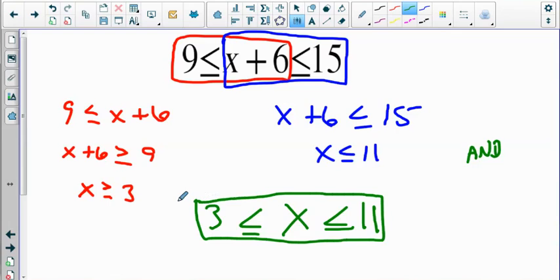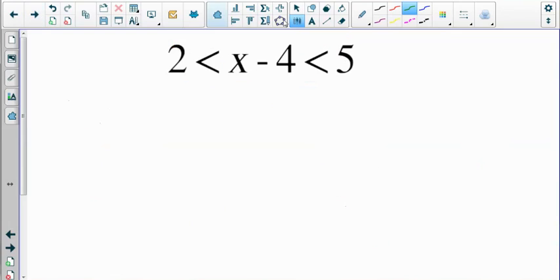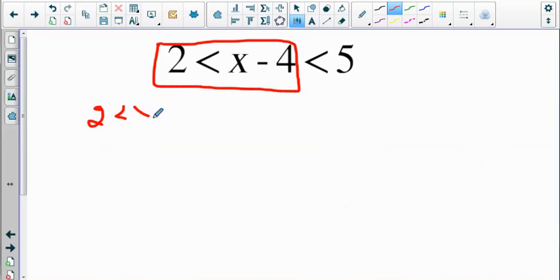All right. Going to the next one. Go ahead and pause. Okay, here we go. I'm going to focus on just the left side. Okay, and that's 2 is less than x minus 4. All right, spin the whole thing around. X minus 4 is greater than 2. Add 4 to both sides. X is greater than 6. There's my left side.